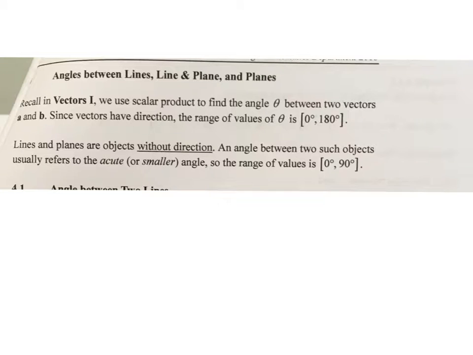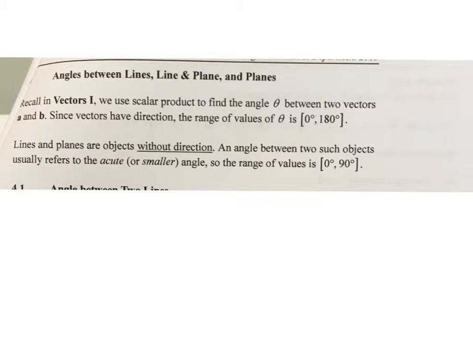For this portion, we are going to look at the angles between lines and lines, as well as a line and plane. Let's look at the angle between two lines. Unlike vectors, which have direction, lines and planes are objects without direction. A plane really represents a set of points that fall in the same plane. Lines are all without direction.